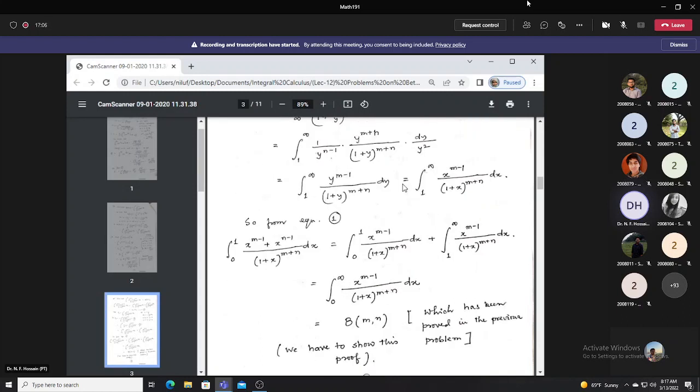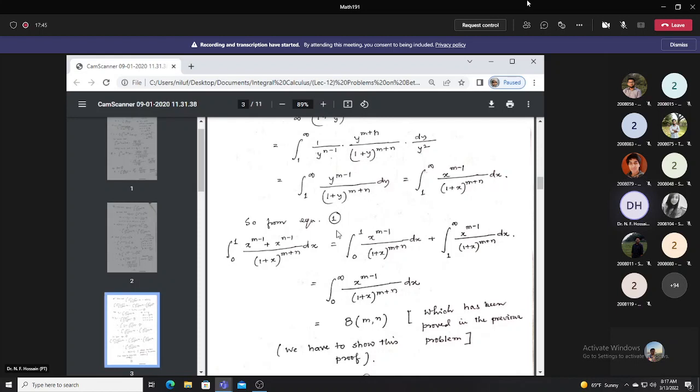Now what comes for the power of y in the upper side? It will be m plus n minus n plus 1 plus 2. So minus 2, sorry: m plus n minus n plus 1 minus 2. And ultimately it will be m minus 1. n and minus n will be cancelled out. And in the lower side, 1 plus y whole to the power m plus n. You just change the variables. It can be written as integration 1 to infinity x to the power m minus 1 divided by 1 plus x whole to the power m plus n dx.